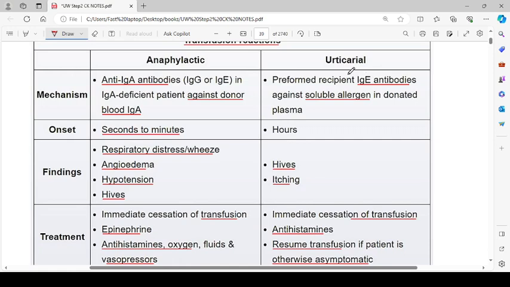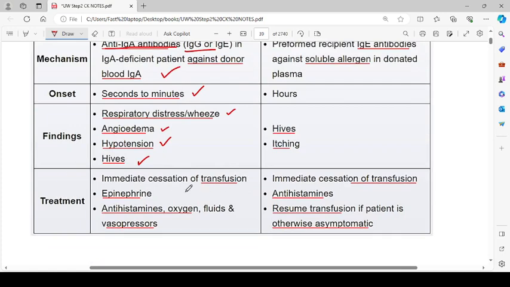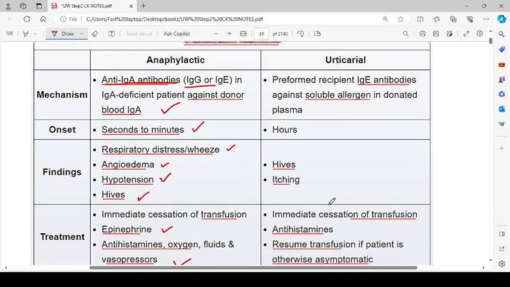Anaphylactic reactions are listed here and urticarial are here. Mechanism: anti-IgA antibodies, IgG or IgE in the IgA deficient patients against the donor blood IgA. Onset is seconds to minutes. Findings include respiratory distress and wheezes, angioedema, hypotension, and hives. Treatment is immediate cessation of transfusion, epinephrine, antihistamine, oxygen, fluid, and vasopressors.